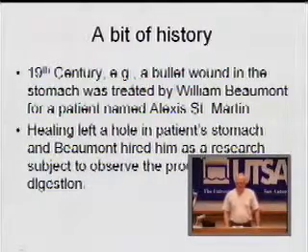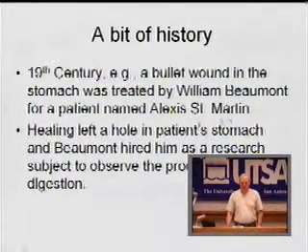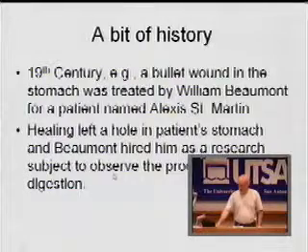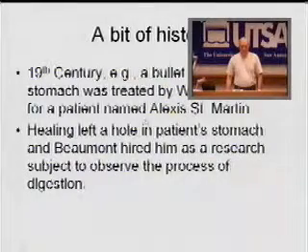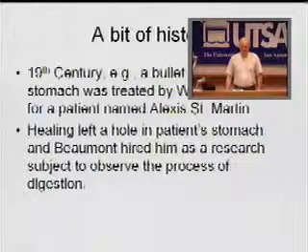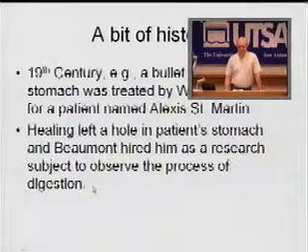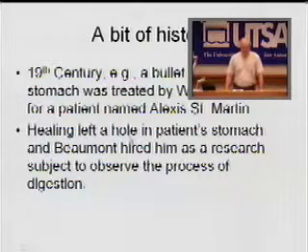In the 19th century, for example, a bullet wound in the stomach was treated by William Beaumont for a patient named Alexis St. Martin. The healing process for that left a hole, a patency, through the abdominal wall on the outside all the way into the patient's stomach. And Beaumont later hired that individual as a research subject to observe the process of digestion. So, employing an individual as a research subject.